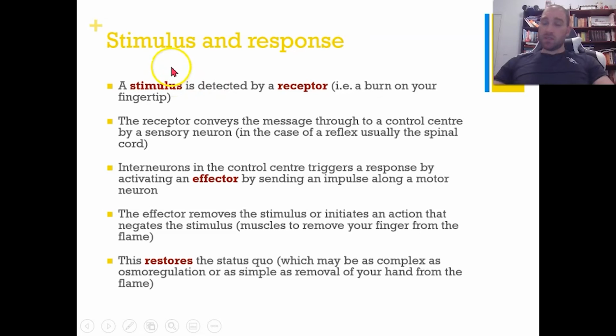So we've seen this in terms of the stimulus response model. So stimulus is detected by a receptor. In this case, it's the burn on the fingertips. So we have pain receptors and thermoreceptors in the fingertip picking up the stimulus of a large increase in temperature at the end of your finger.